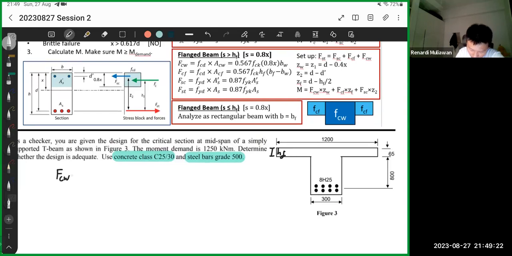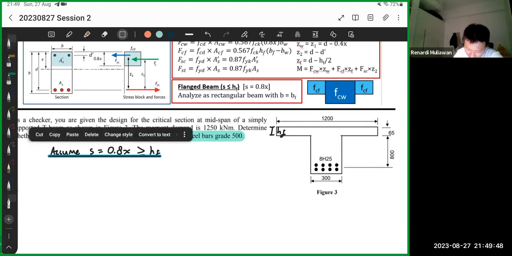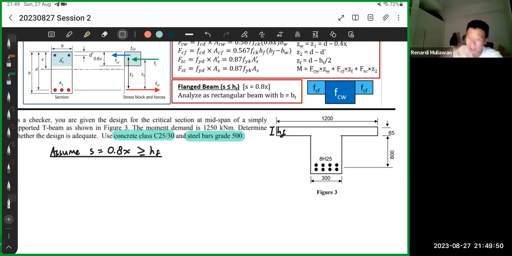Assume S is, sorry, 0.8x is not the neutral axis. S is the concrete stress block, 0.8x. This one is bigger than HF, it means the compression extends below the flange, something like this. That's always the first step. As usual, if we make assumptions, we need to check later, just like the yielding and not yielding part.